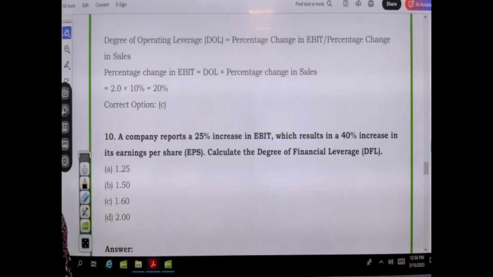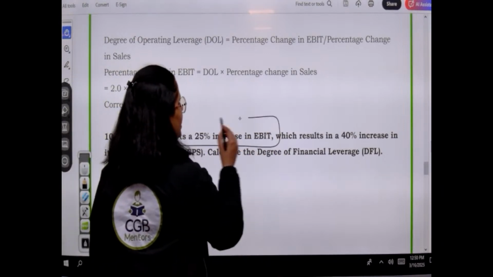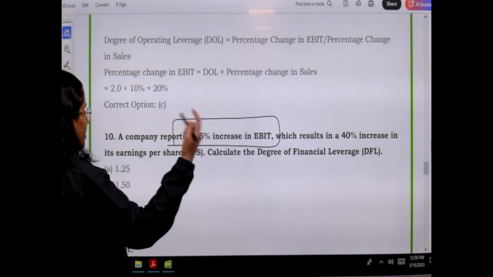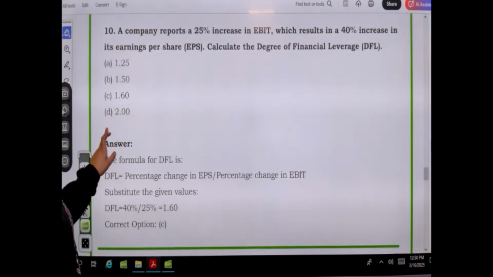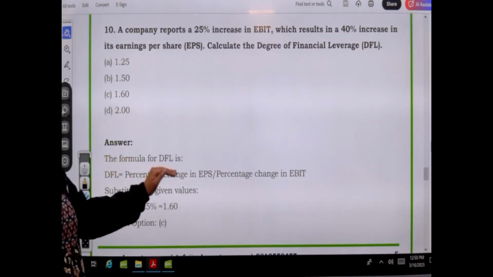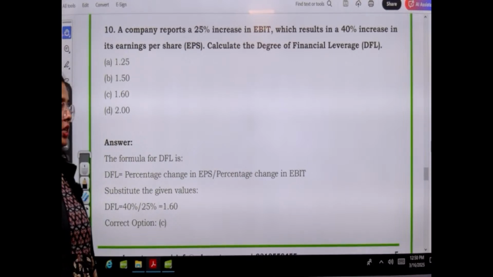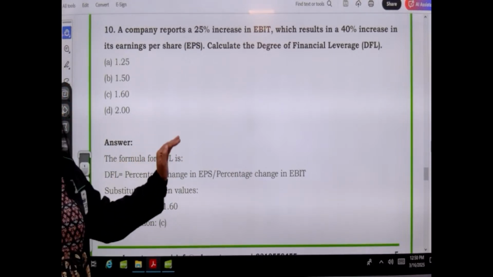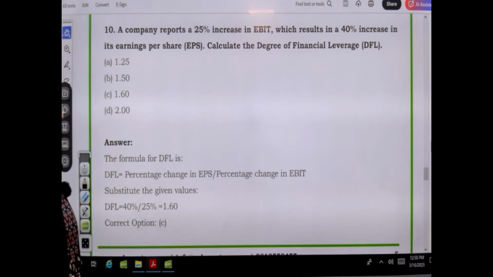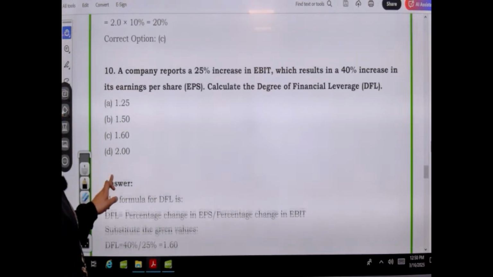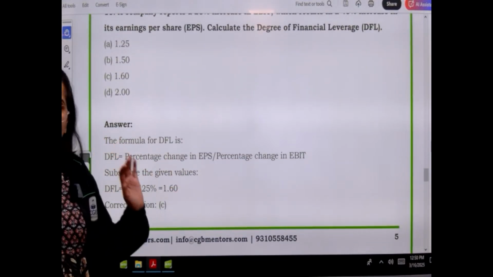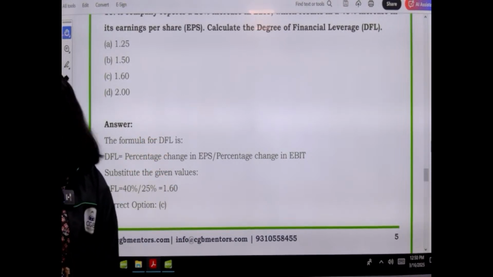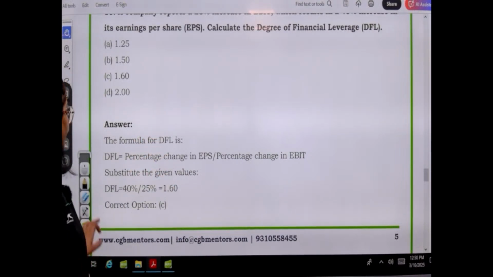Question number 10, we have degree of financial leverage. They have told us that there is a 25% increase in EBIT which results in a 40% increase in the EPS, and they have asked you to calculate the financial leverage. Okay. DFL is percentage change in EPS divided by percentage change in EBIT. Remember this, percentage change in earning per share divided by percentage change in EBIT. Great. EPS हमको दिया हुआ है, कितना चेंज हुआ है? 40% divided by 25%, 1.6. A bit different formula, and I hope you will remember the degree of financial leverage over here.